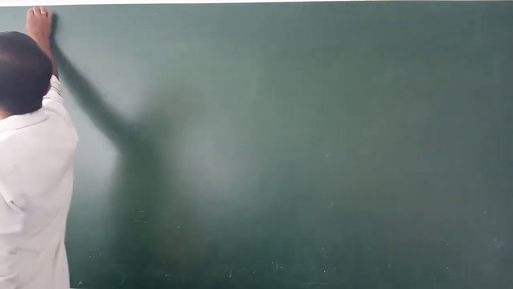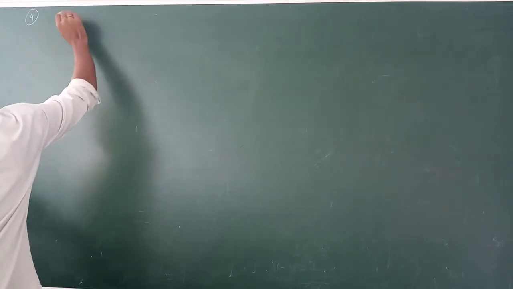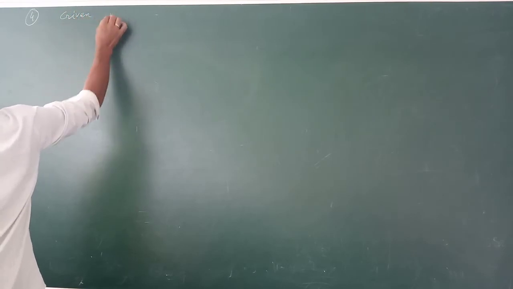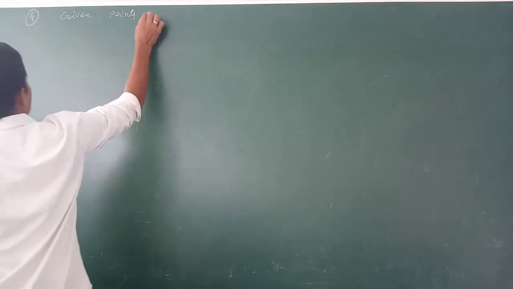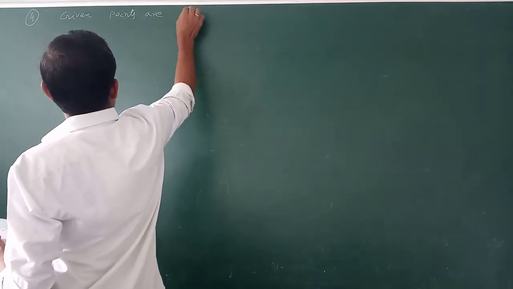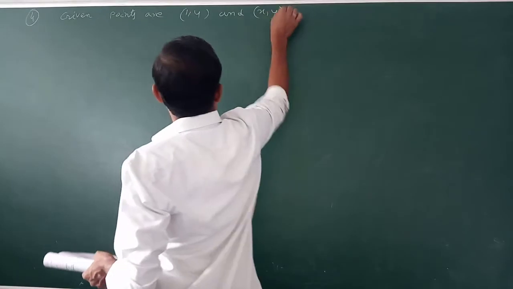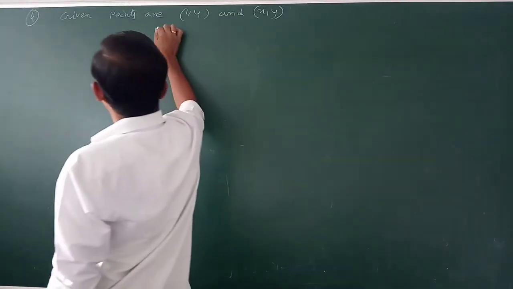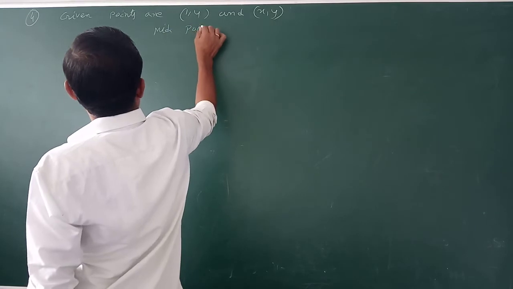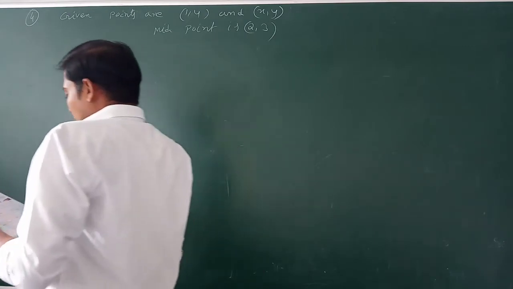Fourth one: the midpoint of the line joining the points is (2, 3), then find x plus y. Given points are (4, 1) and (x, y), and the midpoint is (2, 3). Then find the value of x plus y.